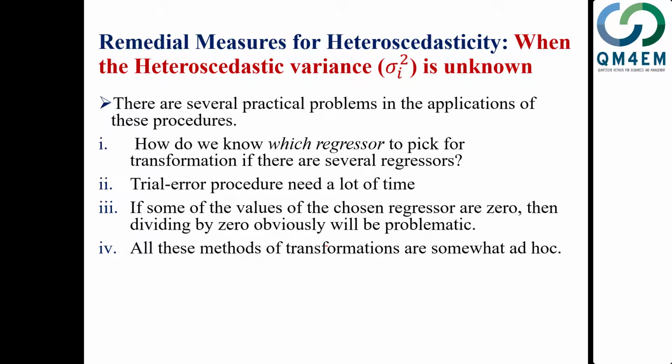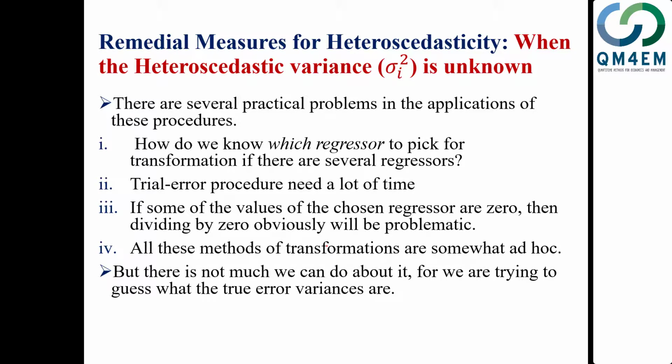Then this should be noted as well, that all the transformation methods are ad hoc methods. It's not a standard procedure. It's just an ad hoc method that somehow solves the problem of heteroscedasticity. So you should keep that in mind as well. But this is an important point: there is not much we can do about heteroscedasticity. All we can do is try some guesswork to fix the variance, because at the end we don't know what the homoscedastic variance is. So we do some guesswork, and through that we try to solve the problem of heteroscedasticity.